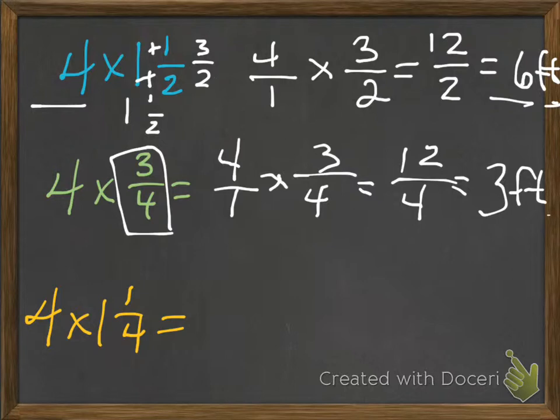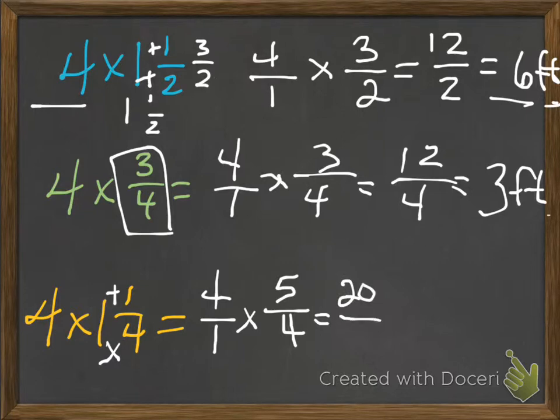4 times 1.25. So I've got 4 over 1. I multiply it times 1.25, but I better change that to an improper fraction. 1 times 4 is 4, plus 1 more is 5, so I get 5/4. Now I multiply numerators, get 20. Multiply denominators, get 4, and then 20 divided by 4 equals 5.